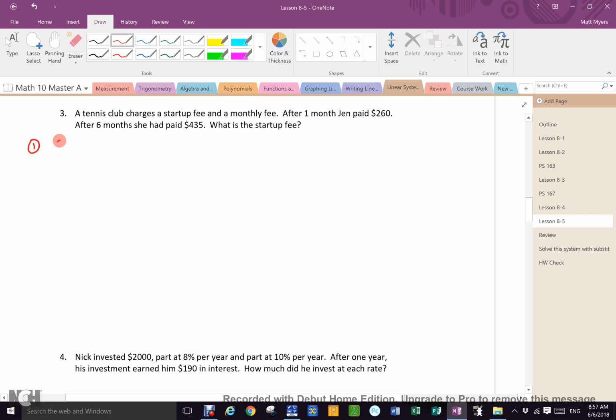Right. I don't know the startup fee, and I don't know the monthly fee. So since I don't know 2 things, how many variables do I need? 2. What variables should we use? Anything we want. I'm going to use A and B. Why not? Because it doesn't matter. A, B. Everybody happy with that?